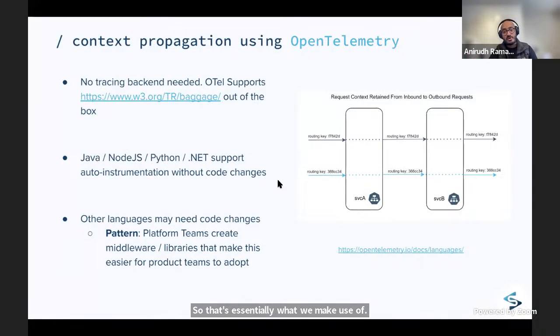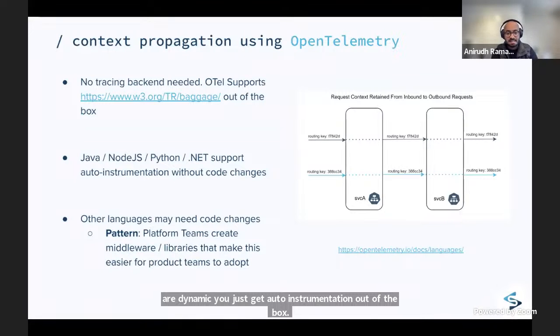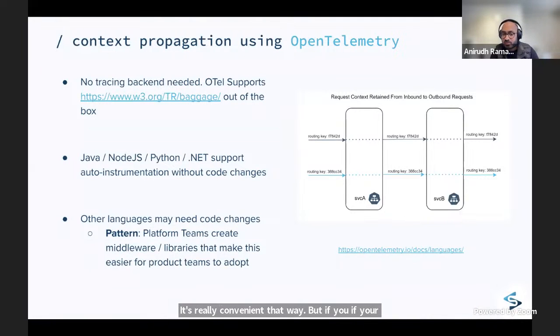OpenTelemetry is great in that for a lot of languages which are dynamic, you just get auto instrumentation out of the box. It's really convenient that way. But if your particular language doesn't fall in that set, then it may need some code changes. And one pattern that I've seen is platform teams creating a shared library of sorts that can be used. If it's a specific server implementation, then the shared library can have a lot of the middleware necessary so that developers can implement just a little bit of glue code in order to propagate that context through their microservice.